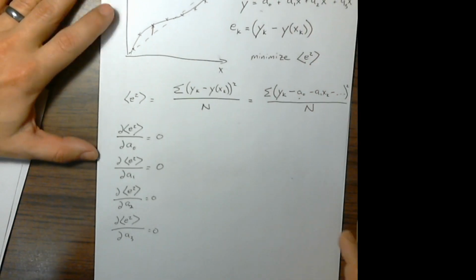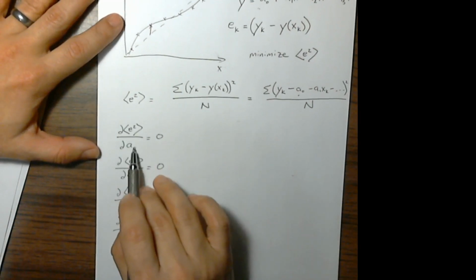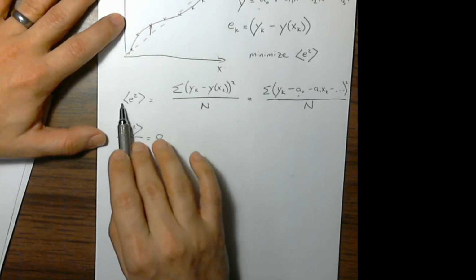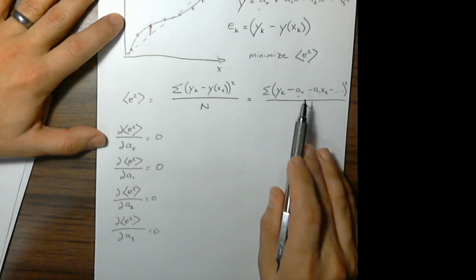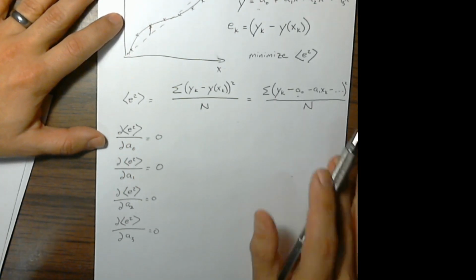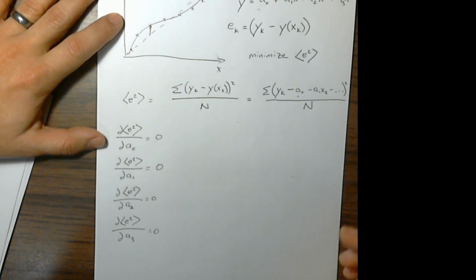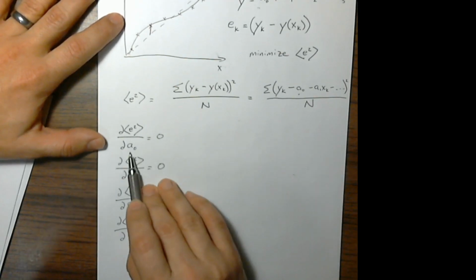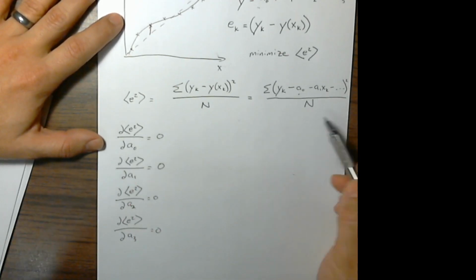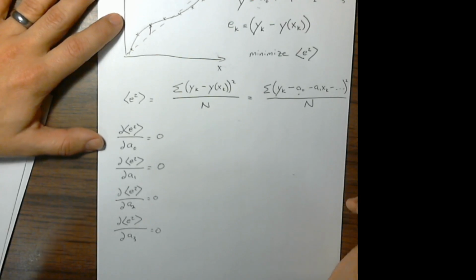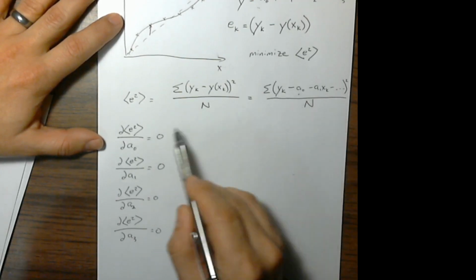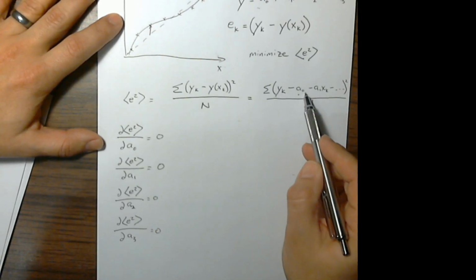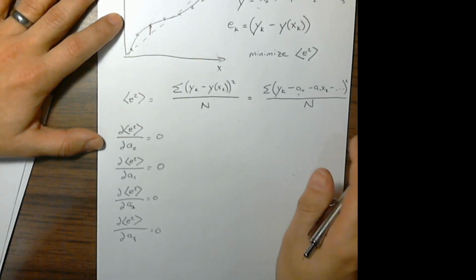So how does this work? Let's start by taking the partial derivative of the expected value of error with respect to just A0. This looks complicated, daunting, panic-inducing. It's actually not bad, because remember, when you take a partial derivative, you assume everything else in the system is a constant. The only thing we're going to treat as a variable is A0.